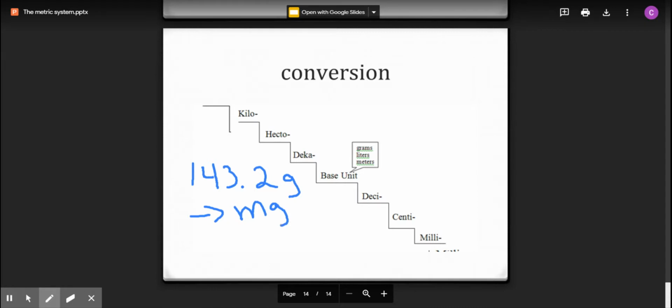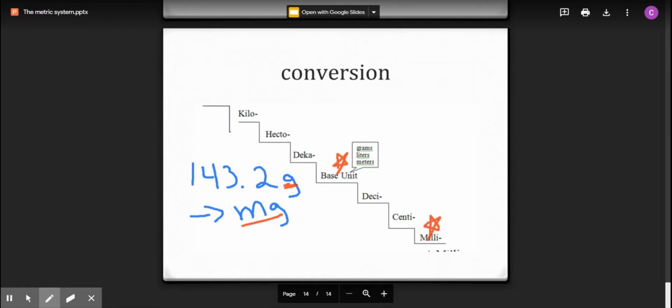First thing I do, I look at where I'm starting. First place I am starting is grams. So I'm going to start here at the base unit, because remember, those are just liters, meters, grams, all of our units without any prefix. So I'm starting here at grams, our base unit, and I'm going to milligrams. So I'm going to milli down here.